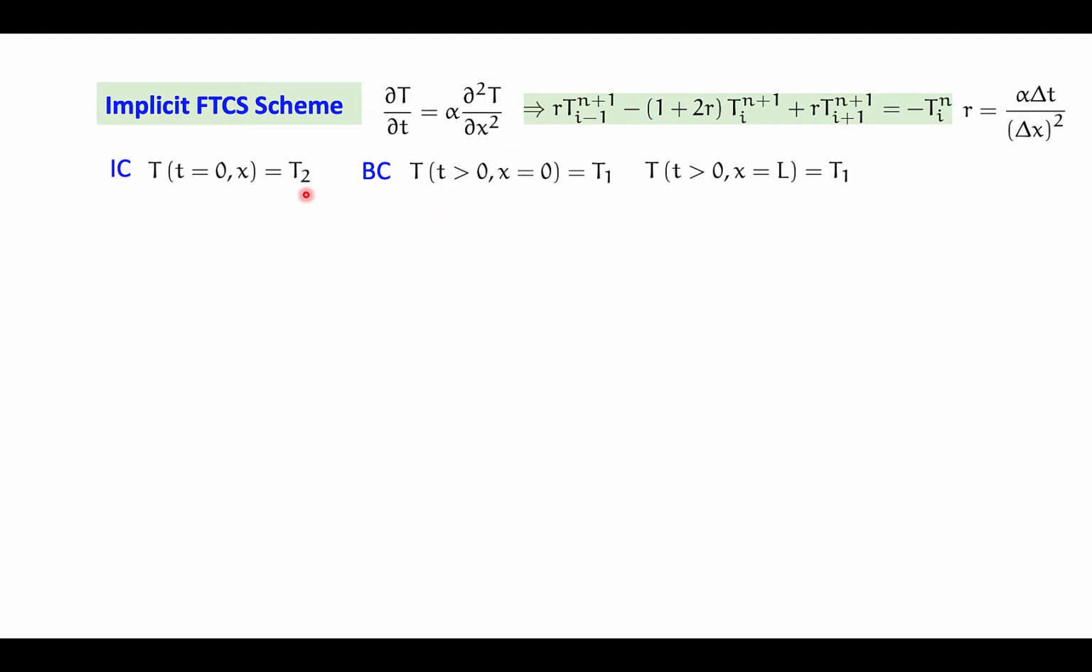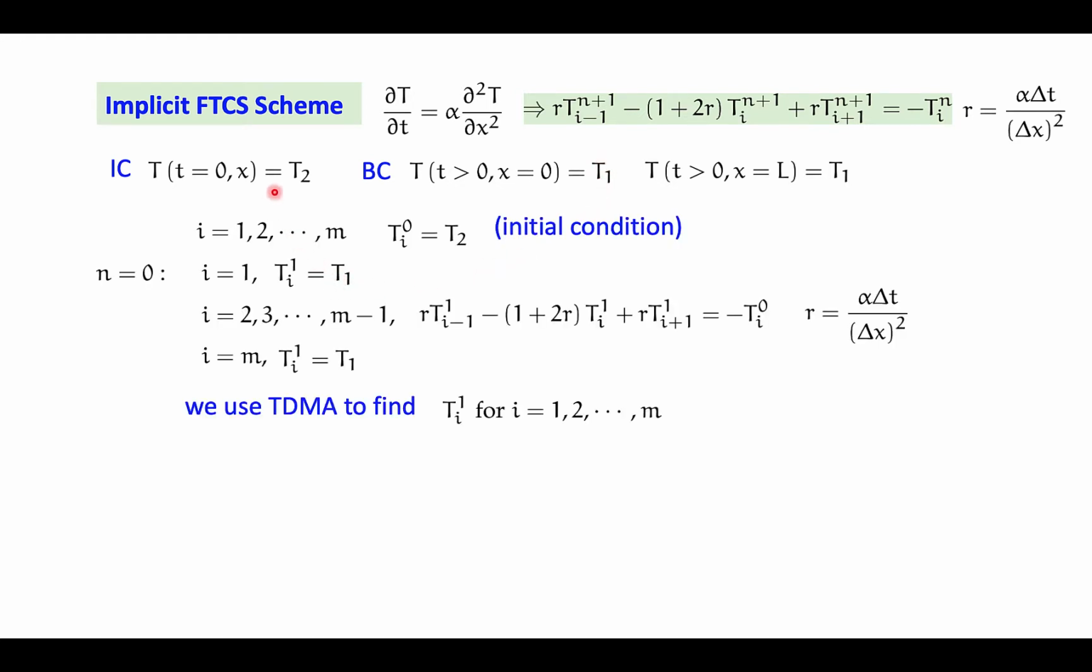In this case, of course, we can see the initial temperature is T2, and if we set both the boundaries at T1, eventually the solution will reach steady state, and at steady state temperature everywhere will be T1. You can check that by solving it and by playing around with it.